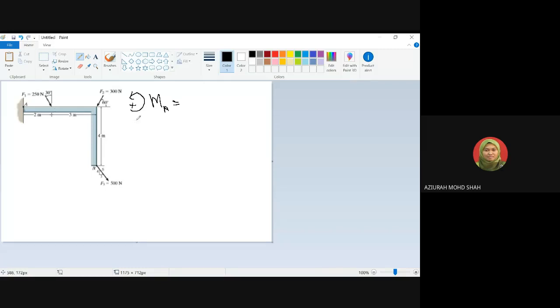The force tends to rotate clockwise or counterclockwise. So we assume it tends to rotate counterclockwise first. But actually from the figure, we know that it will tend to rotate clockwise. Or if you want it easier, if you already see it like that, you can do it.